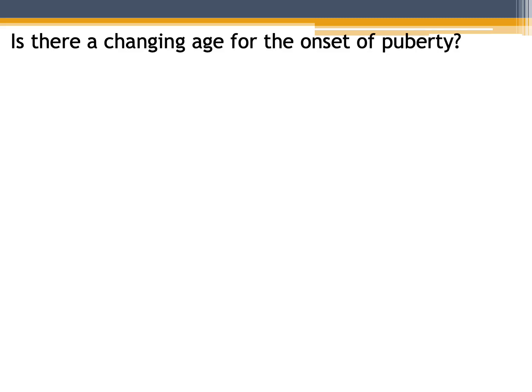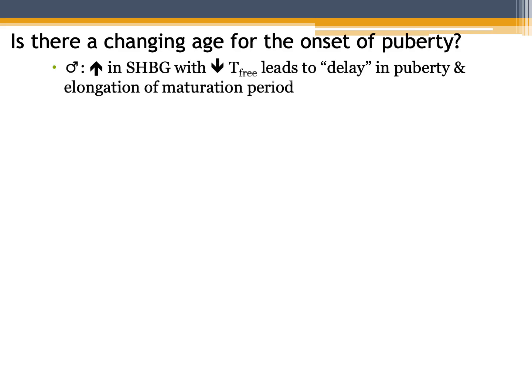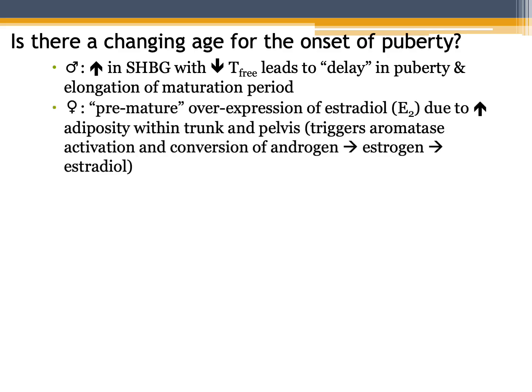So one of the things that has been coming up a lot in the mass media is that there's been a change in puberty. The problem is that there hasn't really been that big of a change in puberty. With males, there has been an increase of sex hormone binding globulins with a decrease of free testosterone that has led to a delay in puberty and elongation of the maturation process. For females, there's been a slight pre-expression of estradiol due to increased adiposity. And so for both males and females, we've noticed a slight shift in the time frame for puberty.